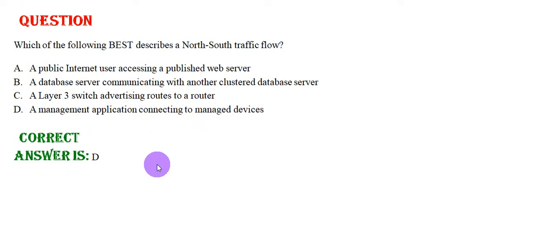Which of the following best describes the north-south traffic flow? Option A, the public internet accessing a published web server. Option B, a database server communicating with another clustered database server. Option C, a layer 3 switch advertising routes to the router. And option D, the management application connecting to the managed device. The correct answer is option D.